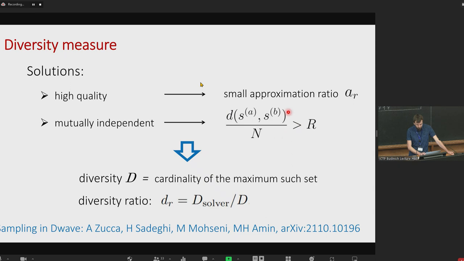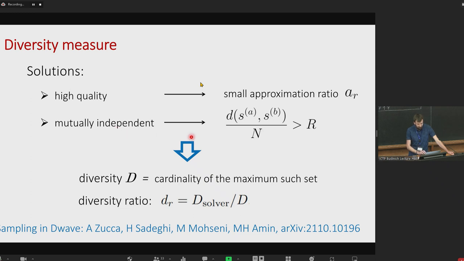So here I will always be normalizing it by the problem size. And we are just saying that two solutions are independent if they are sufficiently far away according to that metric. And the idea here is that if you have a seed solution, then the standard Monte Carlo quite likely can be extremely efficient in sampling the basin of attraction. But it may be extremely hard for Monte Carlo to jump to some other basin of attraction. So jump from one state to another state, using some local moves.